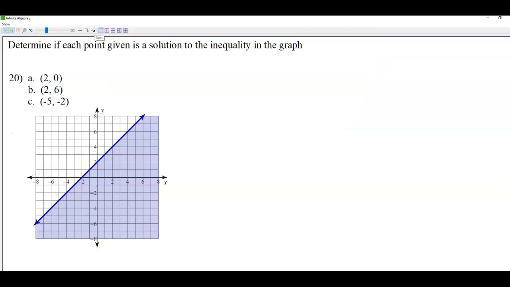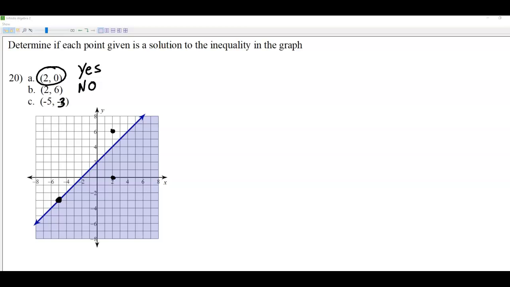All right, last question is we're going to be asking which of these points are solutions. All right, so 2, 0, that's right here. Since it's in the shaded area, that is a solution. So I'll put yes, it's a solution. 2, 6. That's not in the shaded area, so that's no. -5, -2. I think I meant this to be -3. I'll fix it on the worksheet. But -5, -3 would be here.